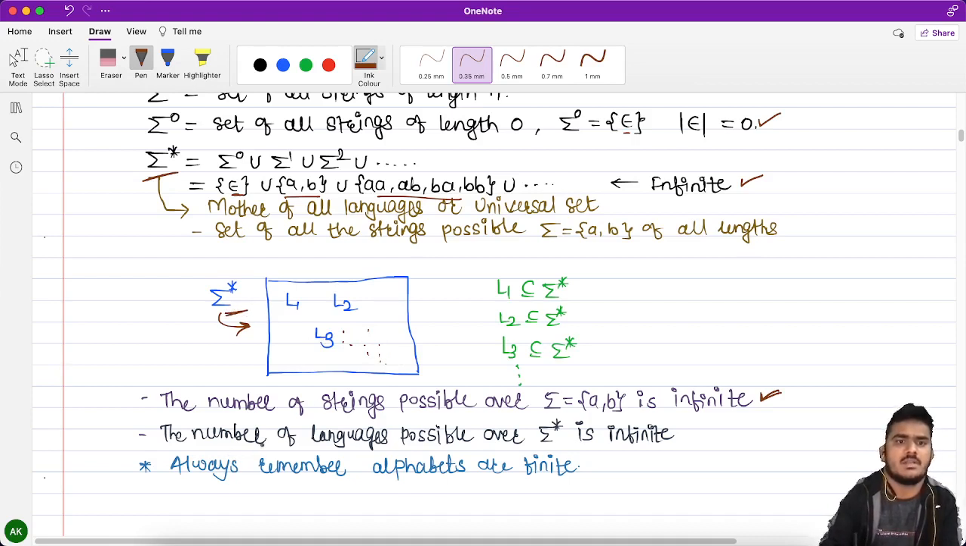Okay, but we always remember that the alphabets are always finite in number. So in this particular sigma star, the alphabets are A, B only.